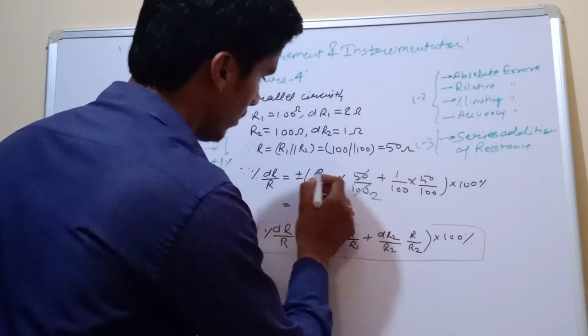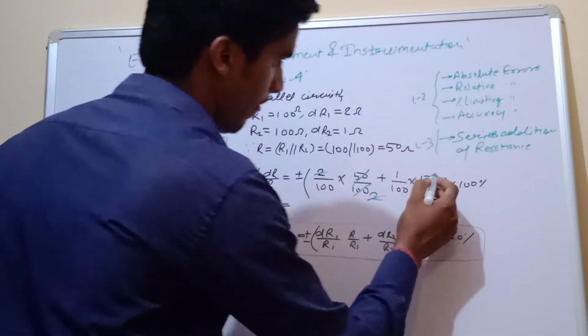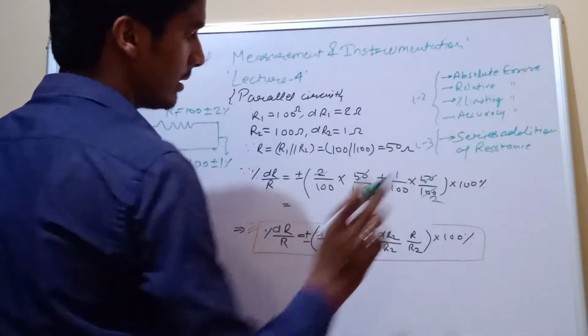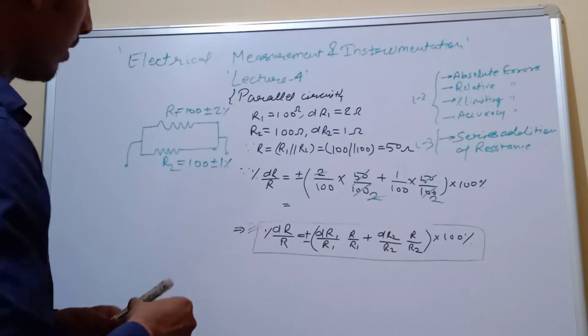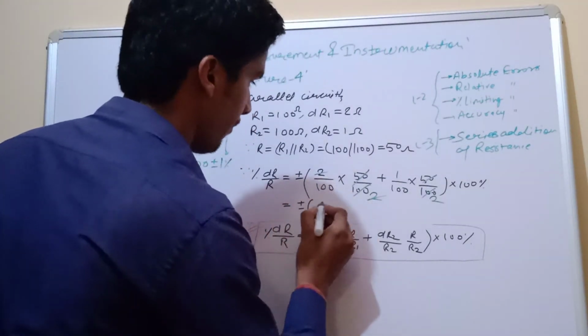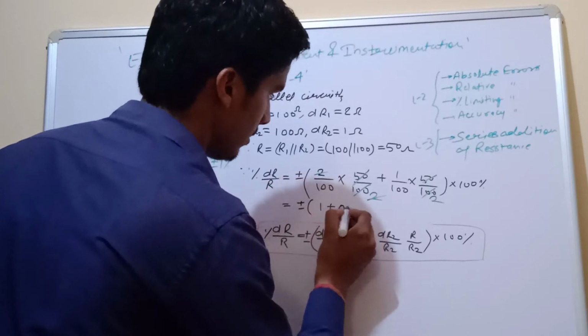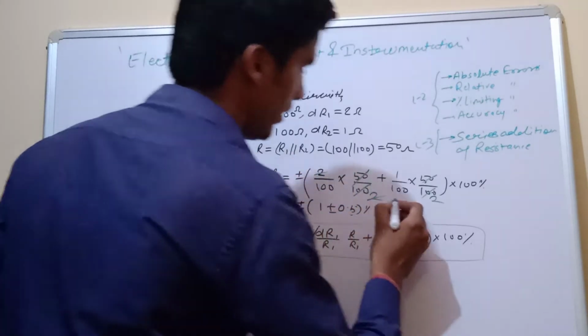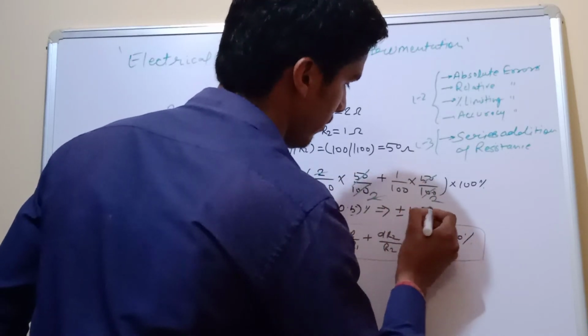This term will be 2, and 2 and 2 get cancelled. Here again it will be 2. 100 and 100 get cancelled, 100 and 100 get cancelled. So here it will be equivalent to plus minus 1 plus 0.5 percentage. So here it will be equivalent to plus minus 1.5 percentage.